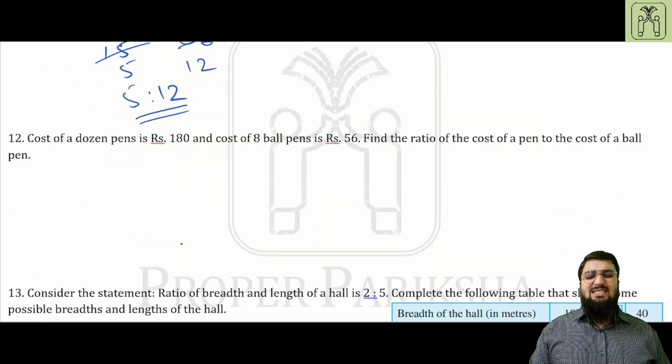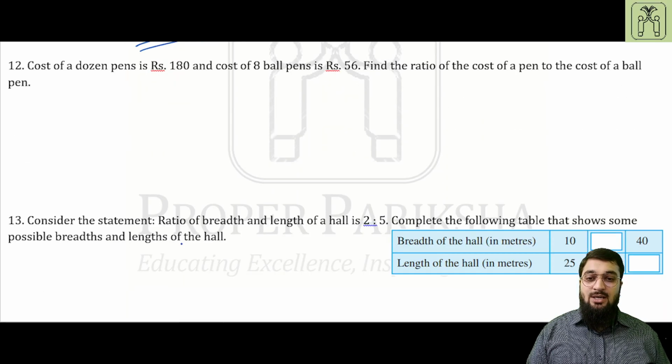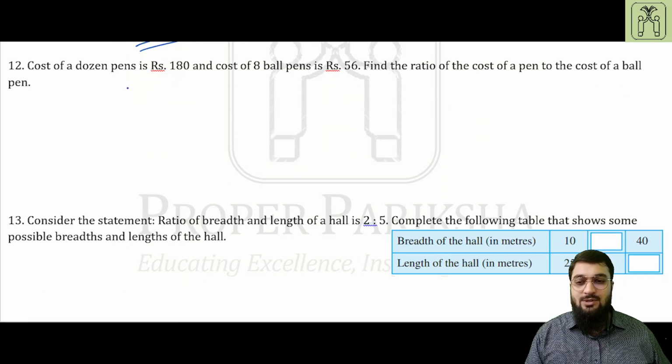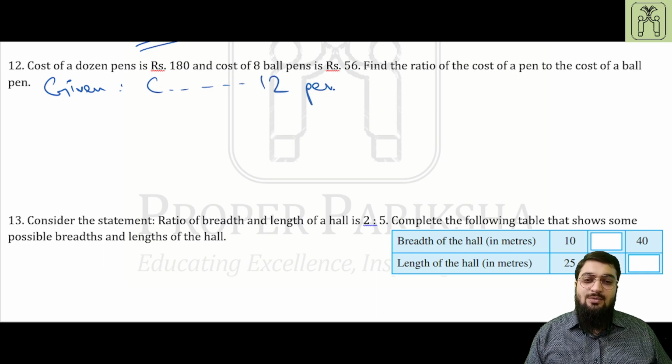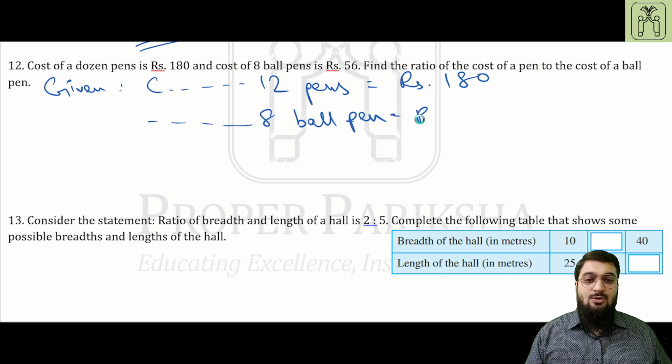Cost of a dozen pen is 180 and the cost of 8 ball pens is 56. So we will write given: cost of 12 pens is equal to rupees 180. Then we will write cost of 8 ball pen is equal to rupees 56. Find the ratio of cost of pen to the cost of ball pen.